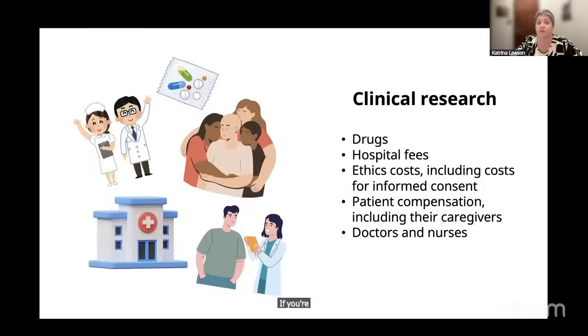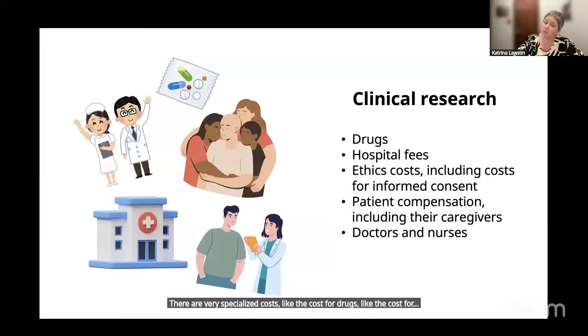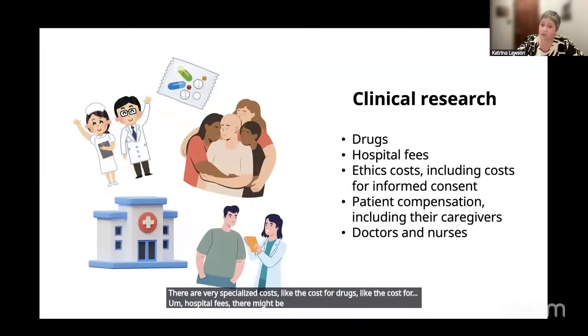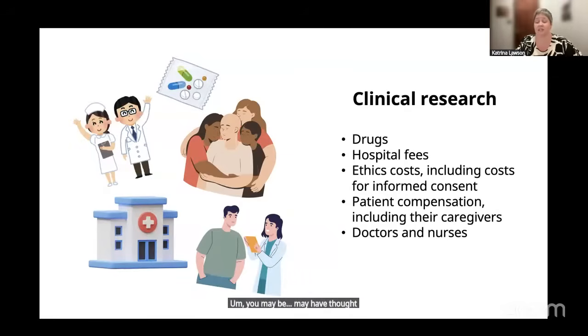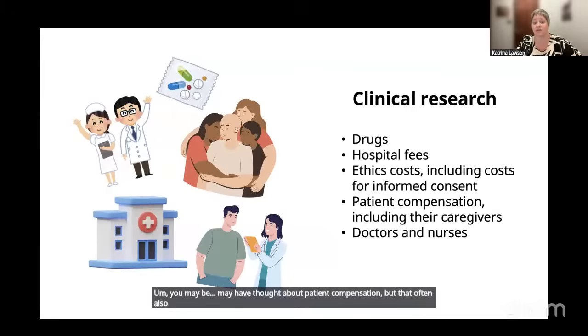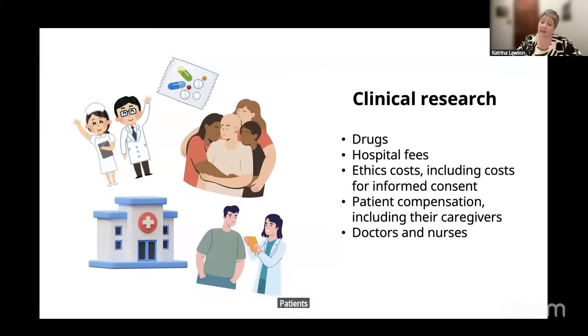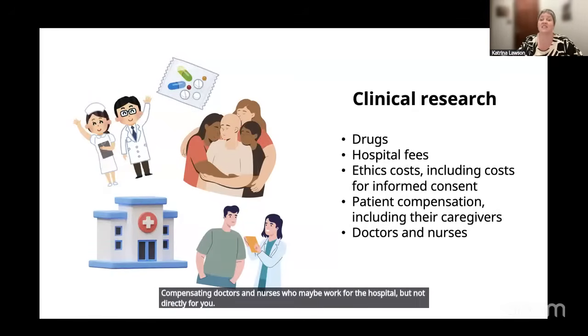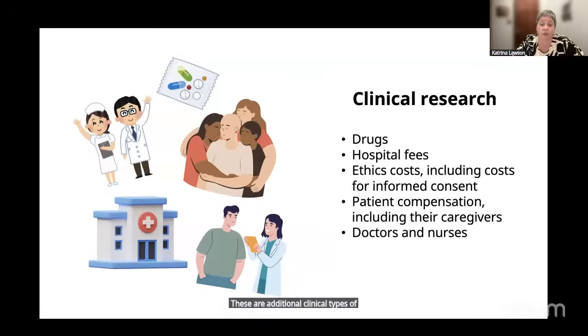If you're doing clinical research, I think quite a lot of people here today are, there are very specialized costs, like the cost for drugs, like the cost for hospital fees. There might be ethics approvals. There might need to be lengthy informed consents, which means that you need to pay staff a bit more. You may have thought about patient compensation, but that also means that you have to compensate patients' families and their caregivers for their time as well. Compensating doctors and nurses who maybe work for the hospital but not directly for you. These are additional clinical types of costs that must be included.